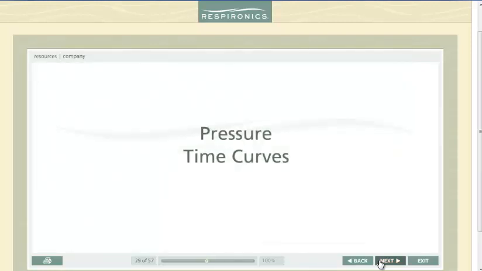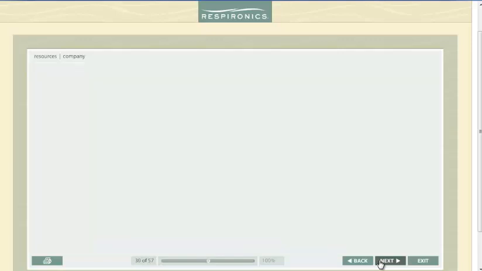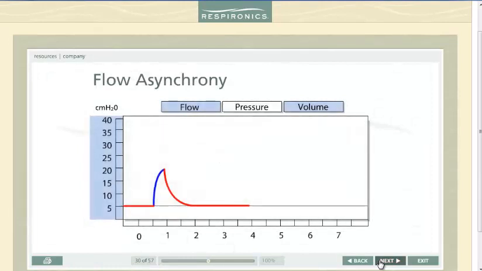This section reviews the clinical situations that can be identified by observing pressure time curves. The pressure time curve can be utilized to improve patient-to-ventilator synchrony.